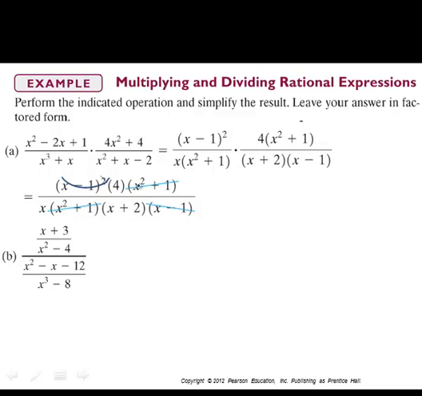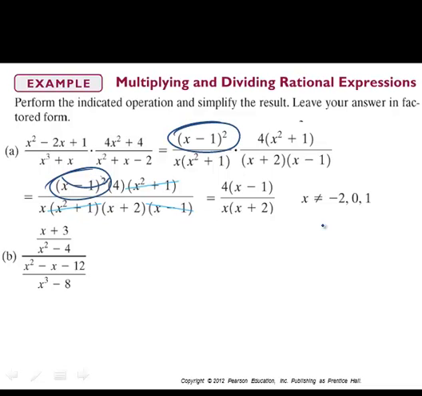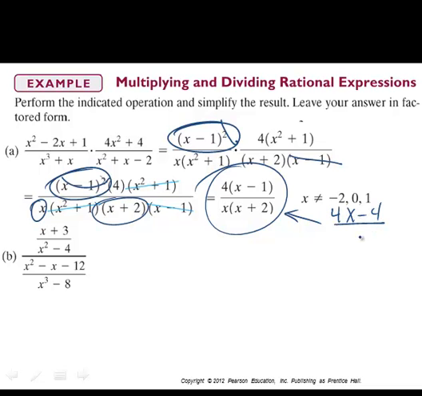leaving you with just 4 times the x minus 1. Notice up here there were 2 factors of x minus 1. One of them got canceled with this guy right there. So leaving you just with this 4 times x minus 1 in the numerator. And in the denominator, we have the x times the x plus 2 right here. So we have this reduced fraction. Now, it's okay for you to leave your final result like that, or you can multiply everything out again. Either way is perfectly fine.